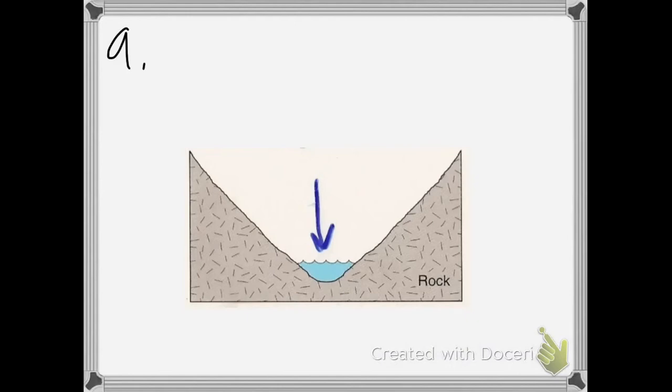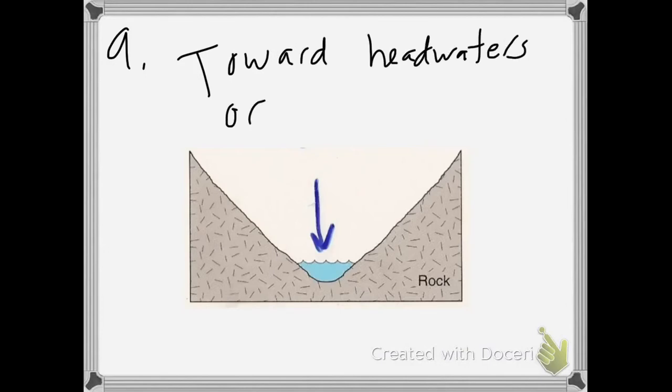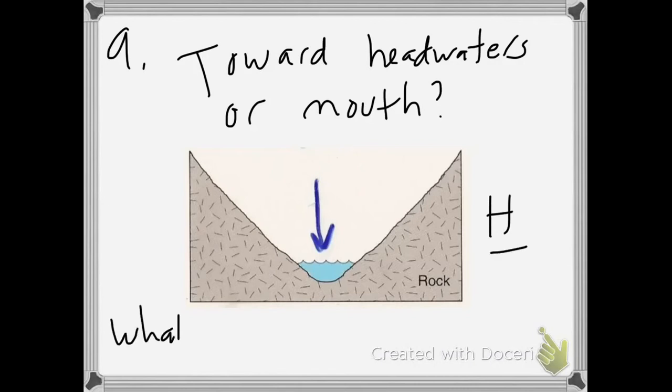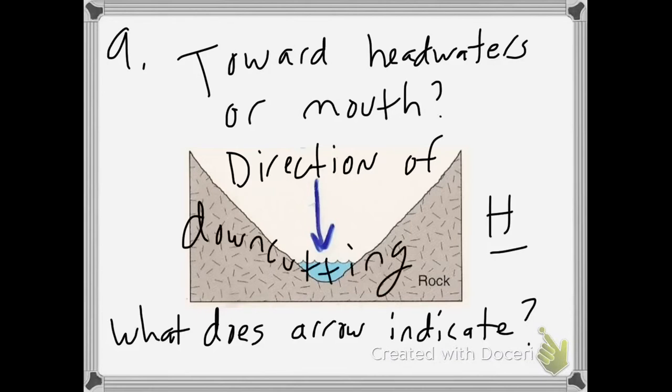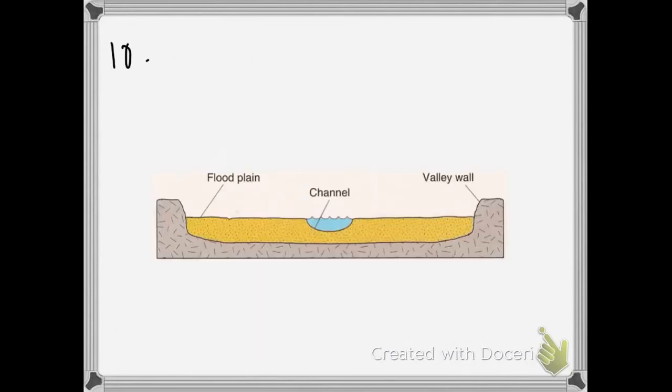Okay, question number 9. I have a picture that should sound familiar to you because we just talked about this picture a little bit ago. Are you likely to find this river cross-section near the headwaters or closer to the mouth? And that's going to be close to the headwaters. And I've drawn an arrow here in the picture. What does this arrow indicate? The arrow is pointing in the direction that the water is down cutting. Because the water is flowing very fast, it's under gravity, of course, and the gradient is high, so it's cutting down and thus making a V-shaped channel.